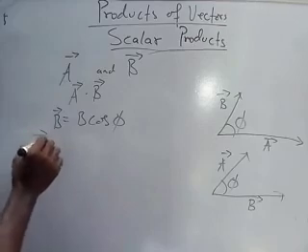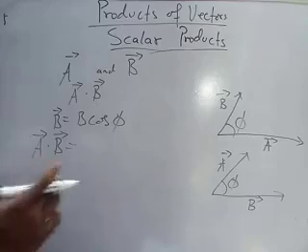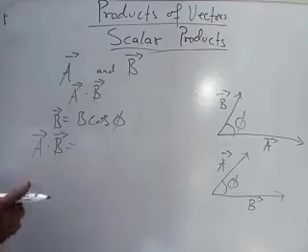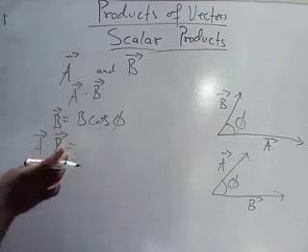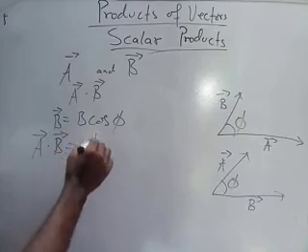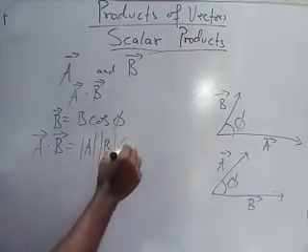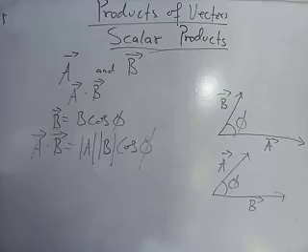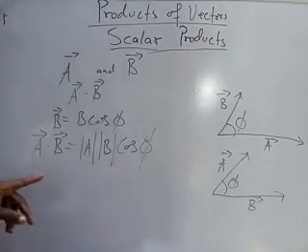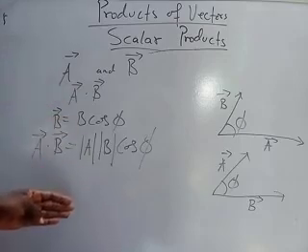Now, we are not solving using vectors. We use scalar because this is the scalar product. So, the dot product of vector A and vector B is the magnitude of A multiplied by the magnitude of B cos phi. This phi is the angle between vector A and vector B. So this is the definition of the scalar product.